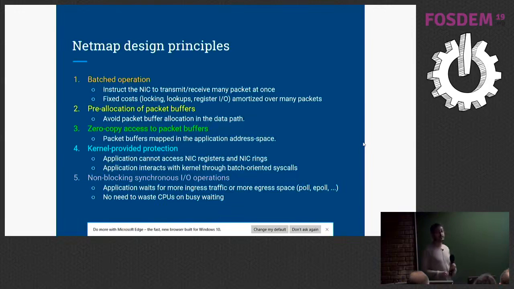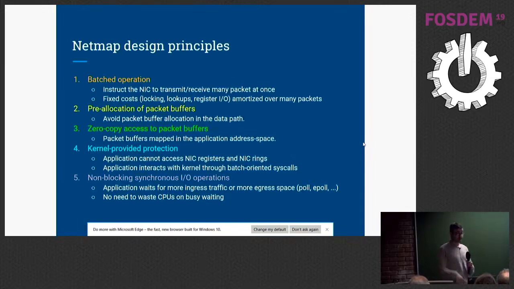Third, zero copy access to packet buffers. The idea is that your application should be able to directly read and write packets in its address space, and the NIC can DMA packets, for instance, directly into the application address space. So you don't need the traditional copy across the user-kernel boundary.